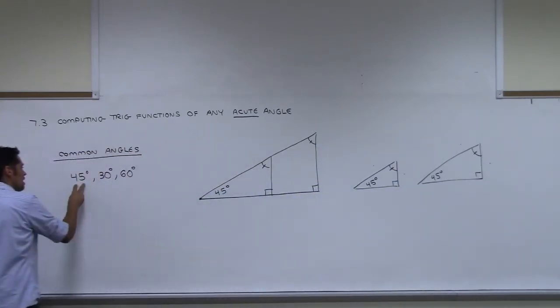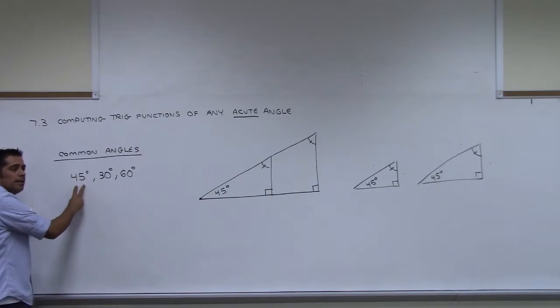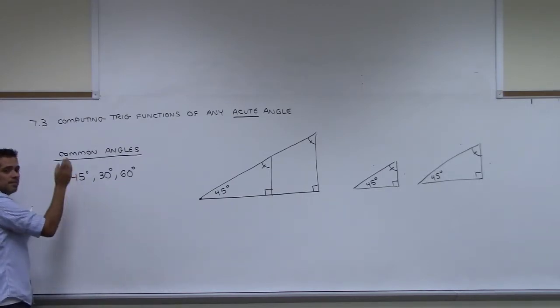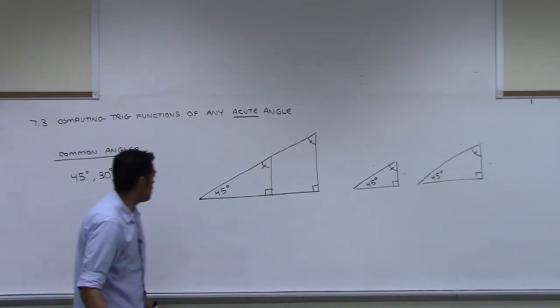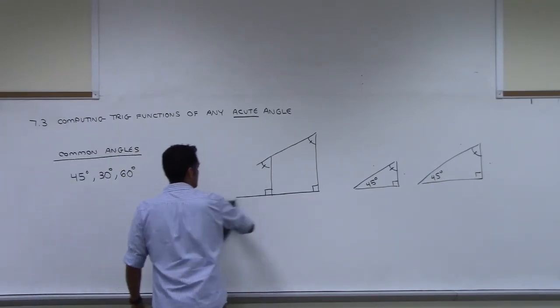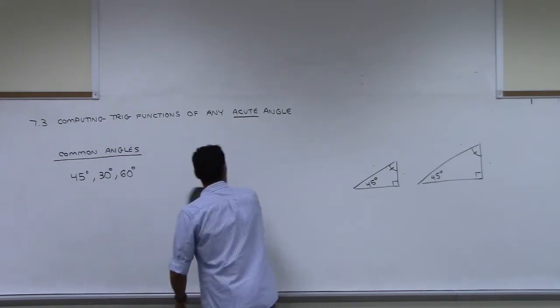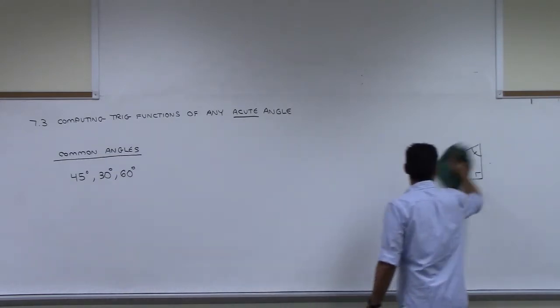So if we know sine of 45, that should hold for any triangle. As long as the angle is 45, sine of it's always going to be the same answer every single time. All right? So now let me draw a better 45-degree angle. That was just to kind of get you to think about similar triangles.